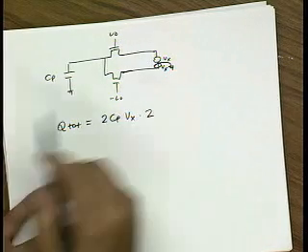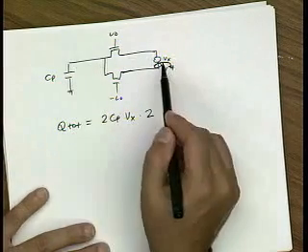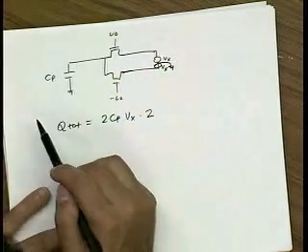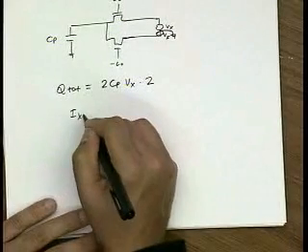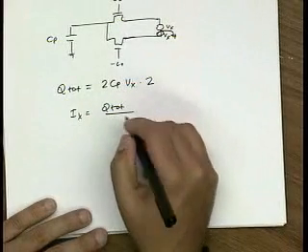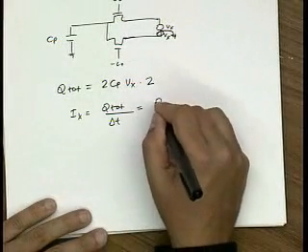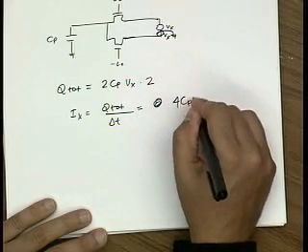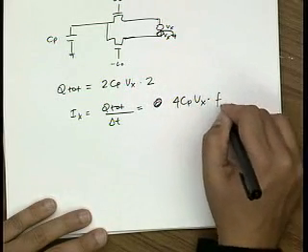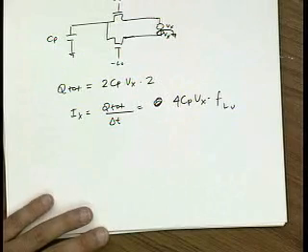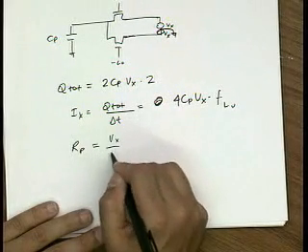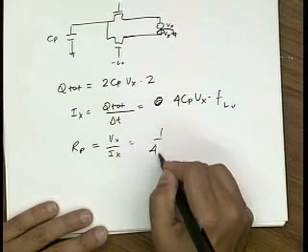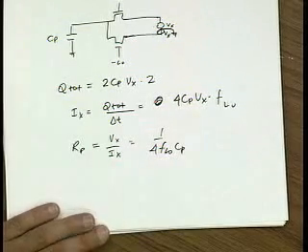Times 2, because I'm charging this and then discharging it, and then charging it with opposite polarity, and then discharging it. And so the net current is going to be 4 Cp Vx FLO. That's the rate I'm driving it at. So the Rp, which is Vx over Ix, looks like 1 over 4 FLO Cp.